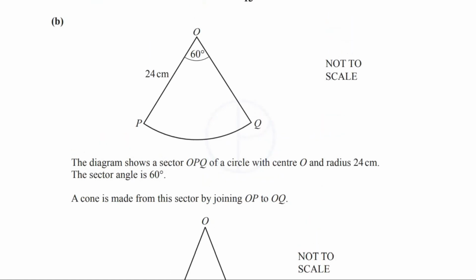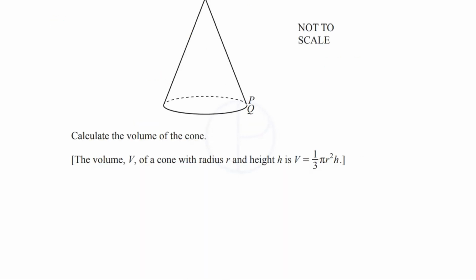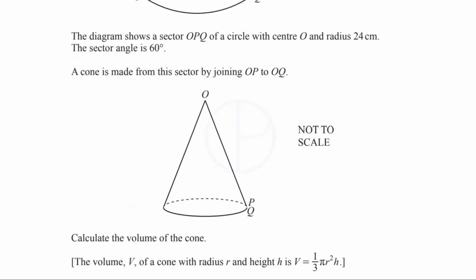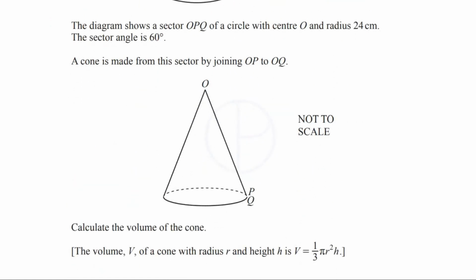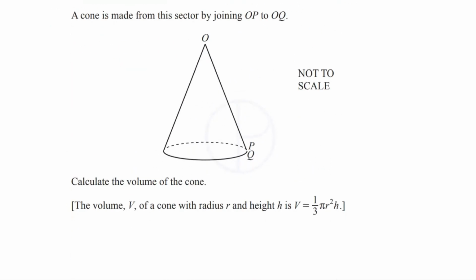The next part of the question is, the diagram shows a sector OPQ of a circle with center O and radius 24 centimeter. The sector angle is 60 degree. A cone is made from this sector by joining OP to OQ. Calculate the volume of the cone. Arc PQ becomes the base circumference of the cone. The radius of the sector 24 centimeter becomes the slant height of the cone.